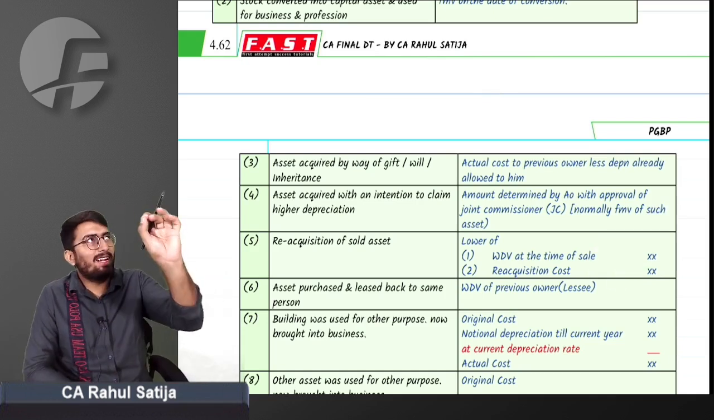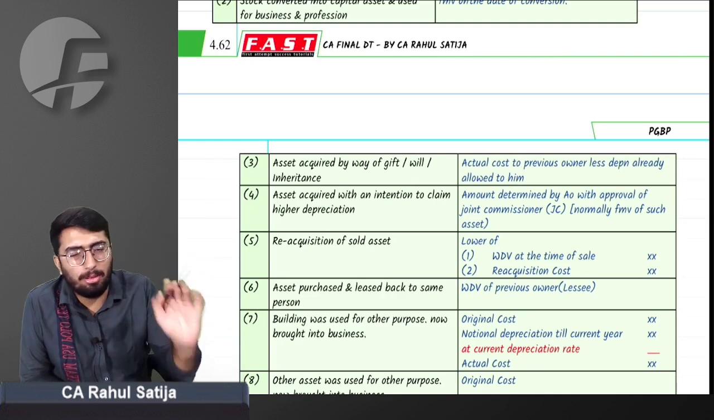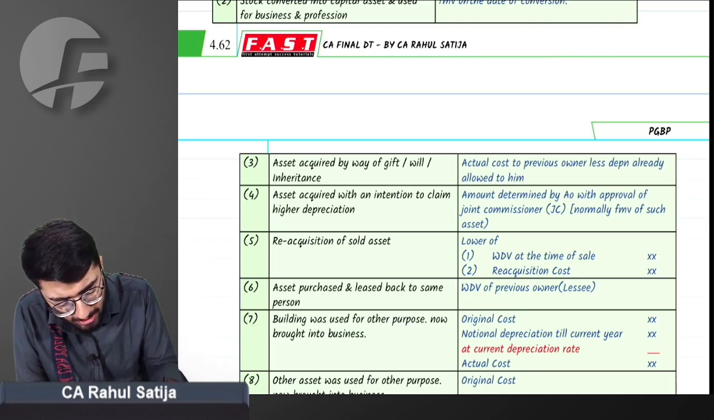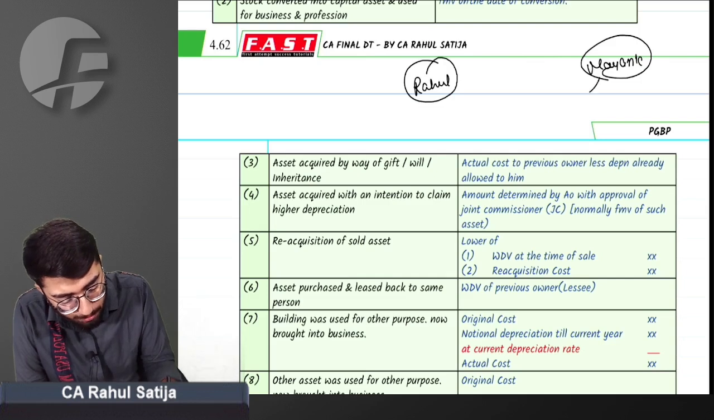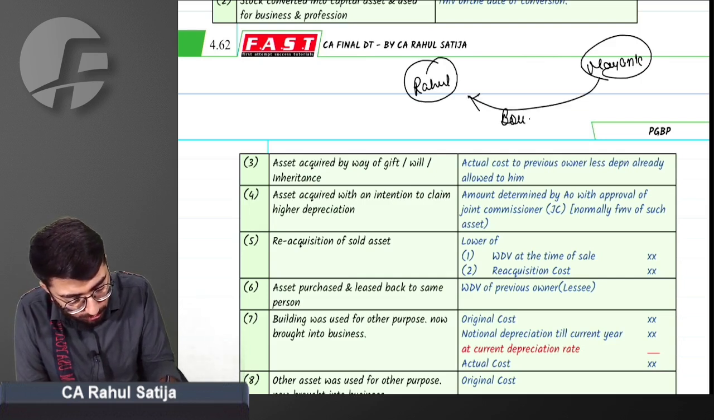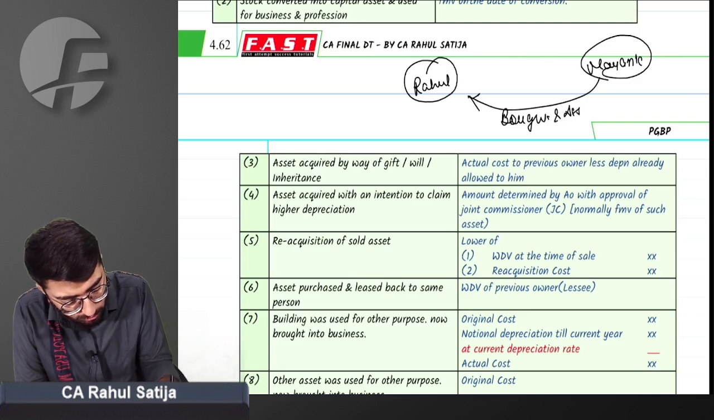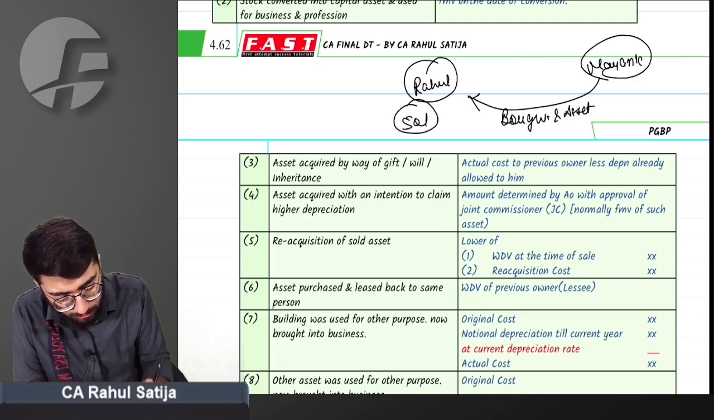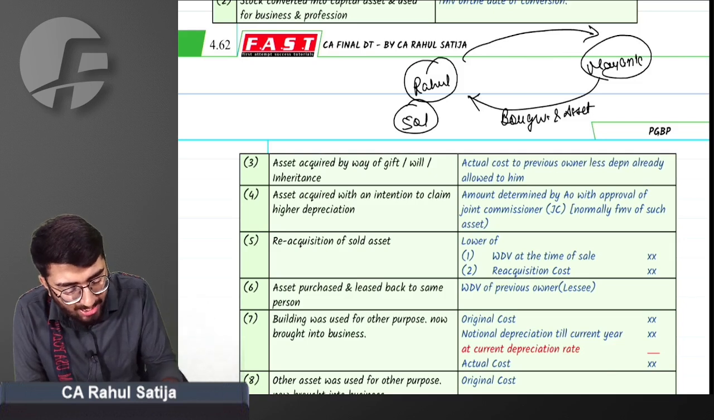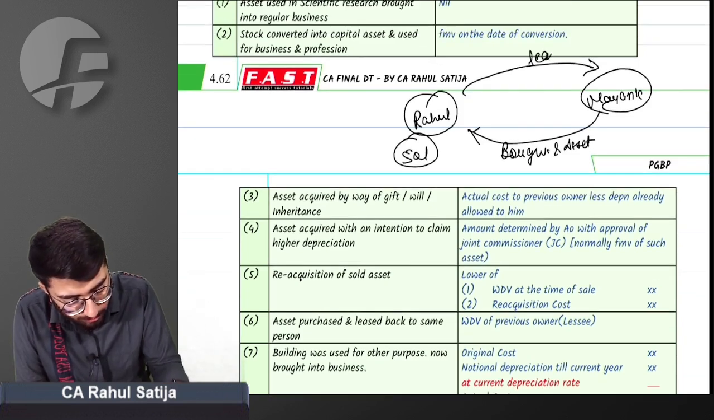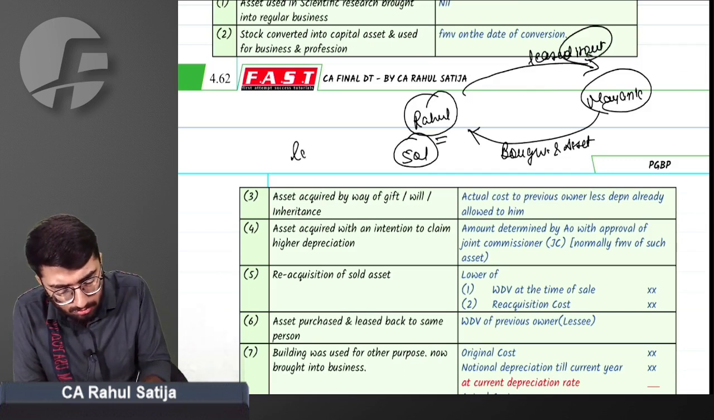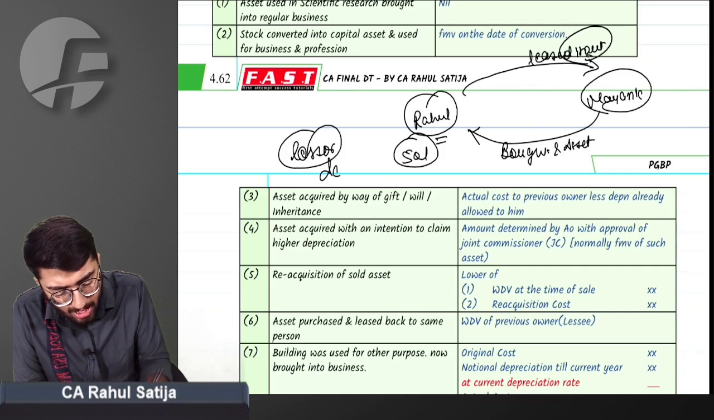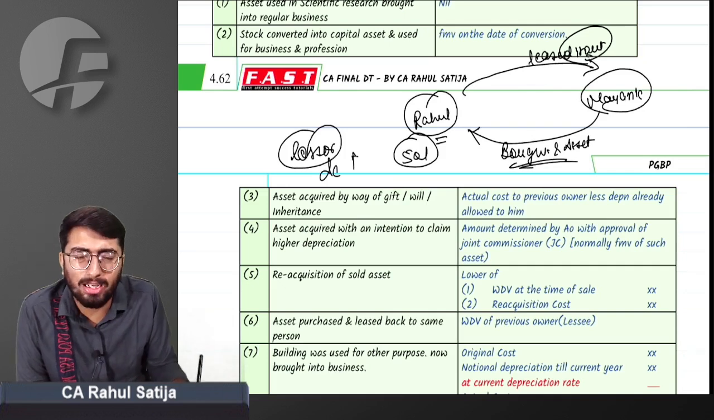So what if I don't want an asset, I just want depreciation? What can I do? Sir, for example, I am Rahul and this is a guy, Mayank. I bought an asset from Mayank, for example for 50 lakhs. And I leased it out to Mayank again. I am lessor here. Lessor is entitled to claim depreciation. Even though I have bought the asset, I am allowed to claim depreciation.